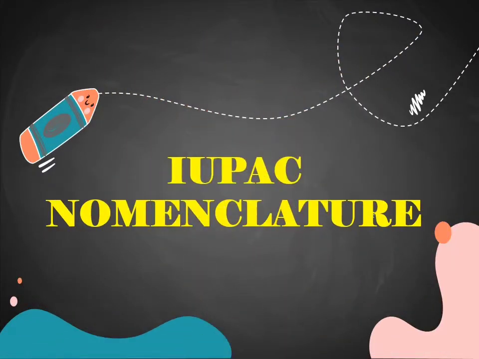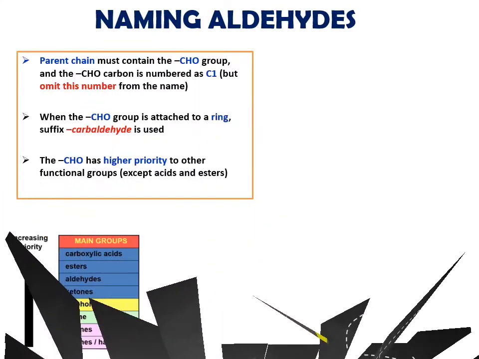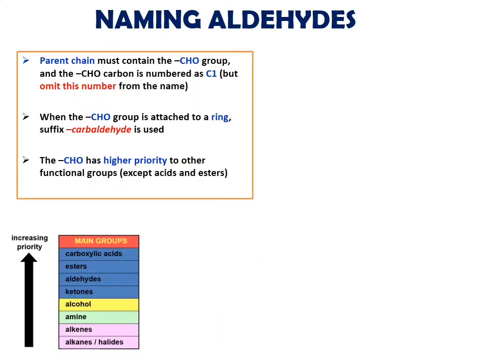Okay, now we are going to learn about IUPAC nomenclature for aldehyde and ketone. Alright guys, we start with naming aldehyde first. So actually class, when you want to name aldehyde and ketone, the procedure is still the same like alkane, alkene, alcohol before this. Sama je class.